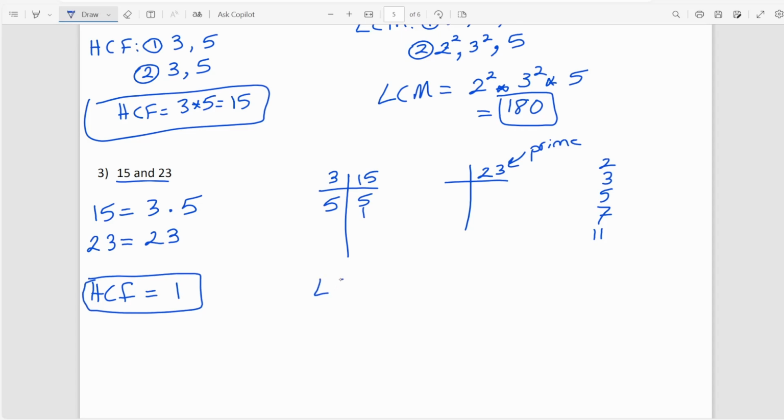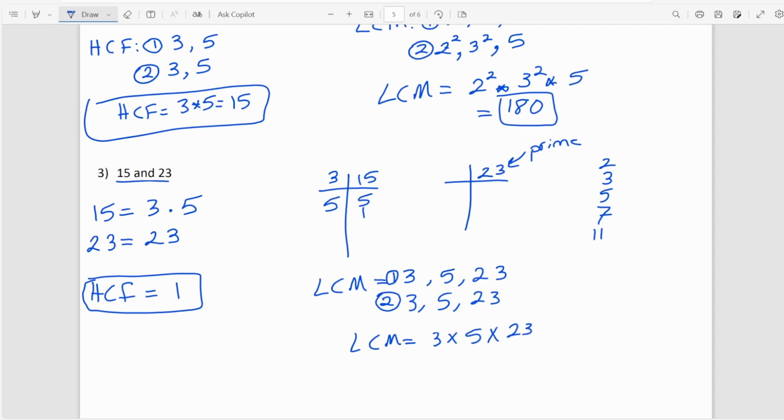Now, as for the LCM, we've got to select all the numbers. So this is the first step, 3, 5, and 23. Second step, select the highest power for all the numbers, which in this case is just 1, really, because they're all to the power of 1. So the LCM will be 3 times 5 times 23. And you can go ahead and plug that on the calculator. It gives you 345.